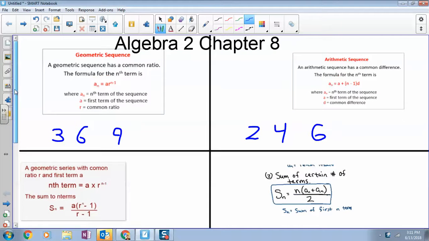Alright guys, we got chapter 8 and we're going to do it under 10 minutes as always. Alright, so first thing we got is geometric and arithmetic sequences. Arithmetic starts with an A, arithmetic is adding, geometric is multiplying. So let's go over arithmetic first.